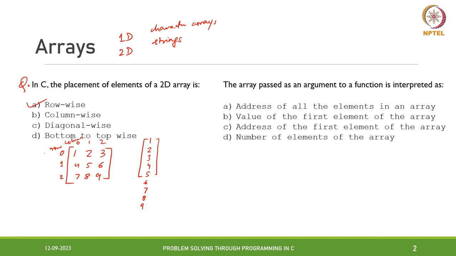So what does it mean that the placement of elements of a 2D array is row wise in C? That if your array is something like this, it's a 2D array with 3 rows and 3 columns. So the array is 1, 2, 3, 4, 5, 6, 7, 8, 9. So in the memory it will be stored in this.